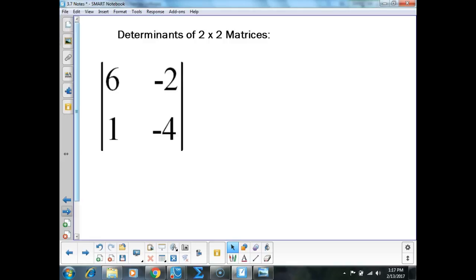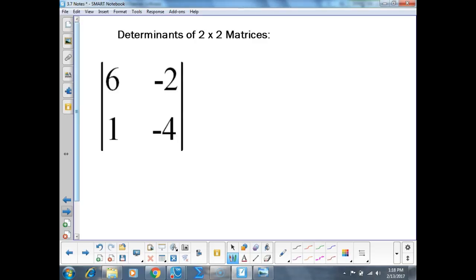Now, 2 by 2 matrices are relatively, I don't want to say easy, but you will be faster at finding the value of a 2 by 2 determinant by hand than you will by calculator. Just so you know, it's quicker to do the value of a 2 by 2 determinant by hand than on the calculator because there are so few steps involved.